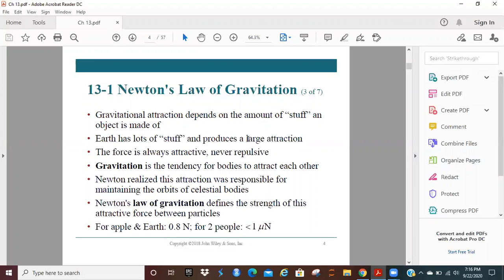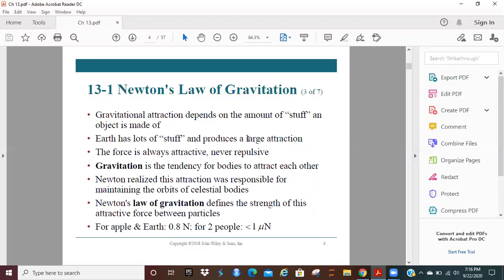Gravitational attraction depends on the amount of stuff an object is made of. Earth has a lot of stuff and produces a large attraction. The force is always attractive. It's never repulsive. It's different from what you might consider to be the electrostatic force, in which you have a positive and a negative charge. This force is always attractive. And just gravitation is the tendency for bodies to attract each other.